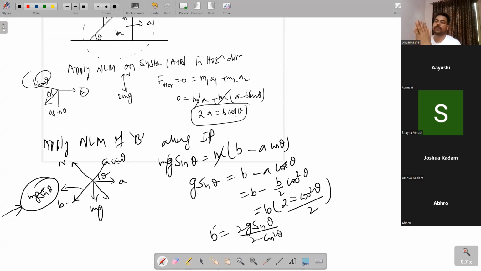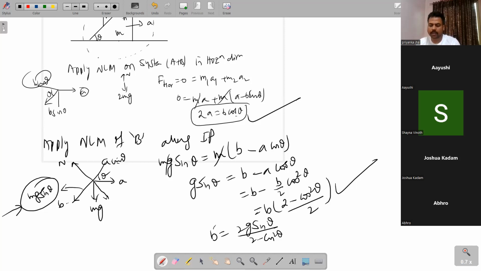So you just have to identify where to apply NLM. Take one as the system, and the other you can consider along the inclined plane. Sir, we only need these two equations, right? And sir, is it something we can memorize, or will it change for each system? No, you don't have to memorize it. You just have to understand the logic.